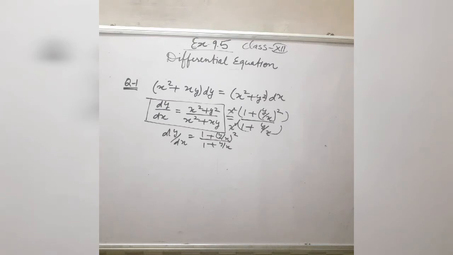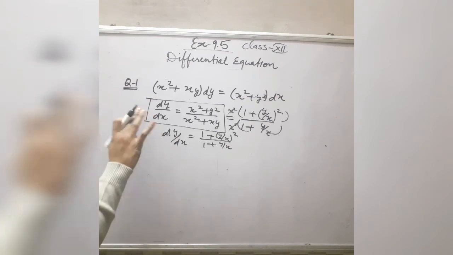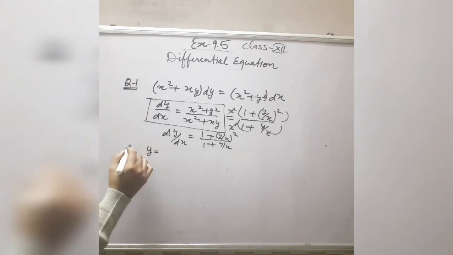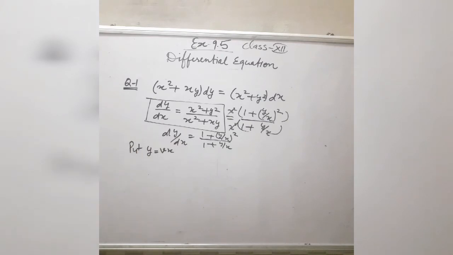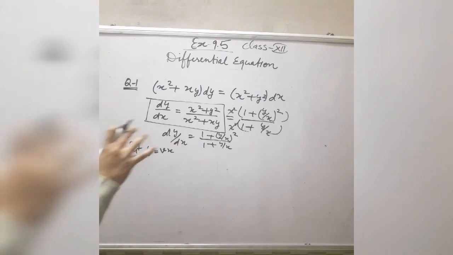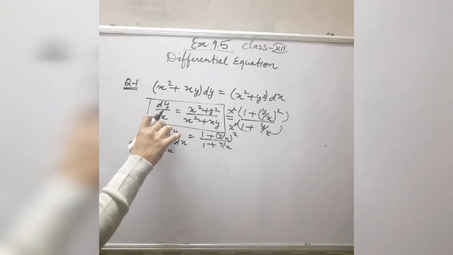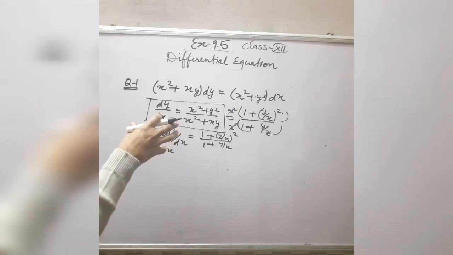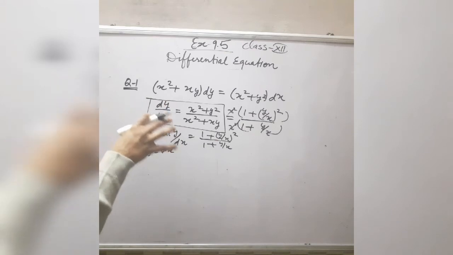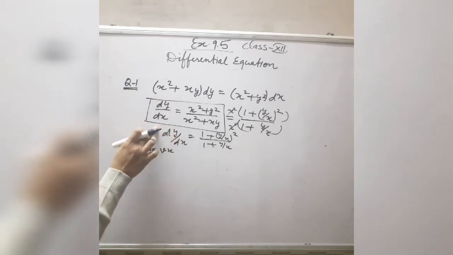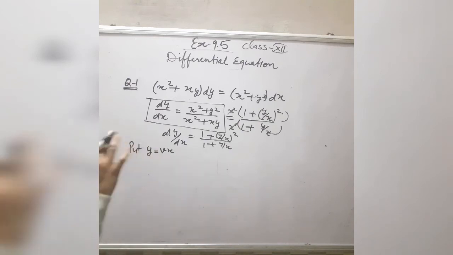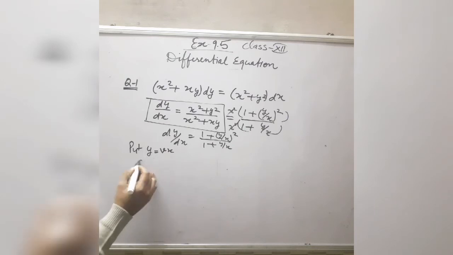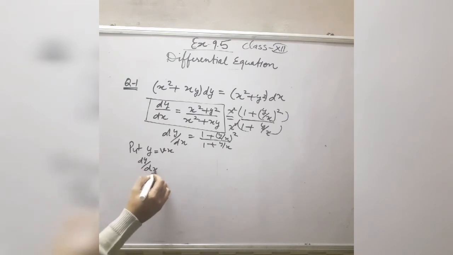In this method for solving a homogeneous differential equation, for such terms you will always put y equal to vx. We are changing this homogeneous differential equation into a differential equation in which separation of variables is possible. Right now separation of variables is not possible, but after this substitution it will be easy to separate the variables. Now differentiate both sides with respect to x.